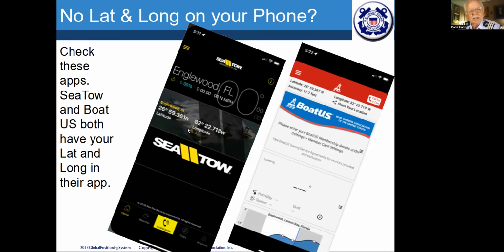Minutes, I should say. And here's the longitude. These pretty much match because I did them at the same time without moving. So here's the latitude and longitude on Boat US. If you have one or the other of these apps, Boat US has a weather feature at the bottom here. But I think Seatow is a nicer design.